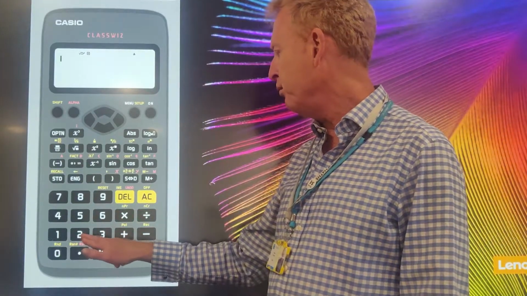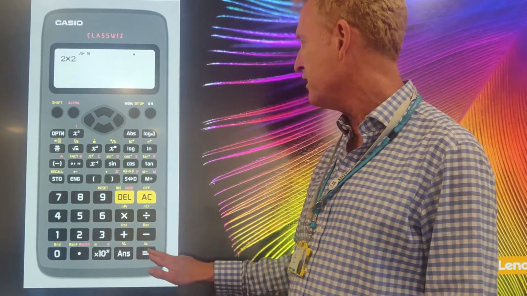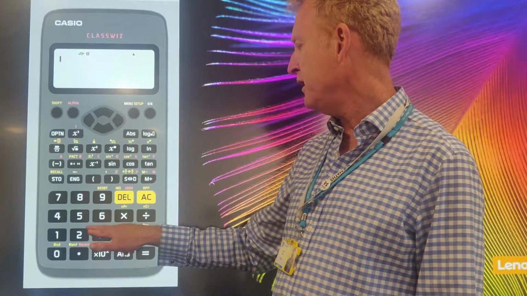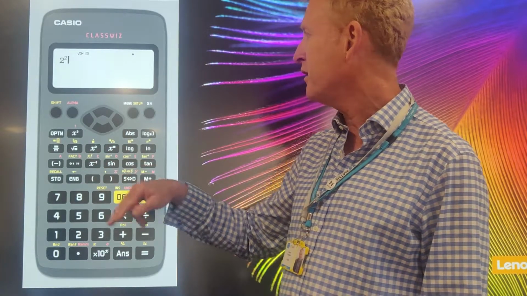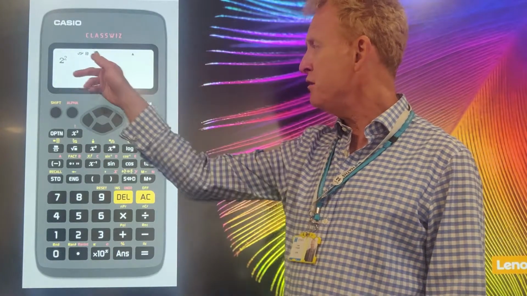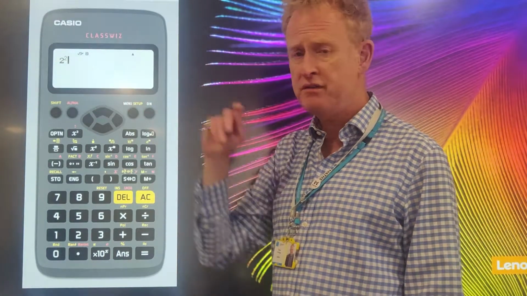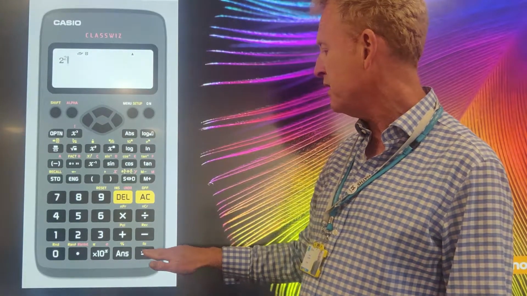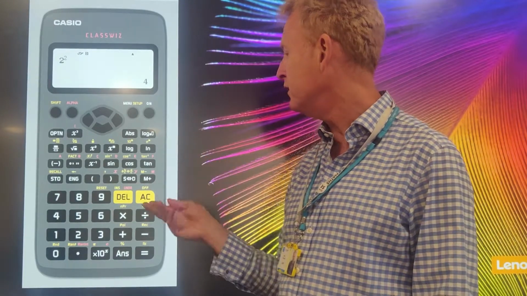So say for example you wanted to multiply a number by itself. Obviously 2 times 2, you know that's going to be 4. Just to make sure you're happy using the squared button, if you press the 2 and then press that x squared button, that'll give you a little 2 floating above the 2 there. That's obviously 2 to the power of 2, so that's going to give you the same answer. 2 times 2, or 2 to the power of 2, will give you 4.